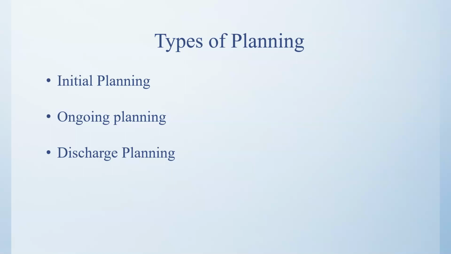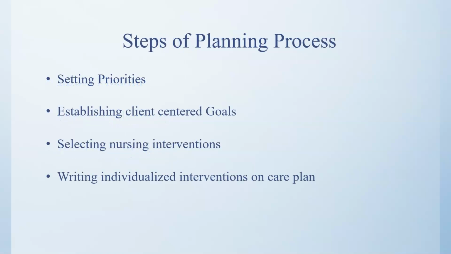Ongoing planning is done by all nurses who work with the client, and ongoing planning also occurs at the beginning of a shift as the nurse plans the care. And discharge planning involves anticipating and planning for client needs after discharge. Steps of the planning process are setting priorities, establishing client-centered goals, selecting nursing interventions, and writing individualized interventions on the care plan.